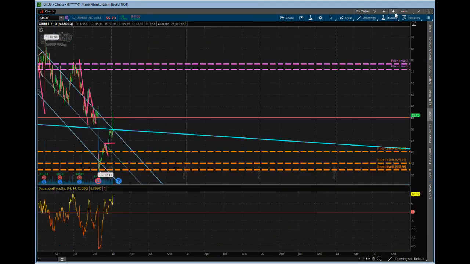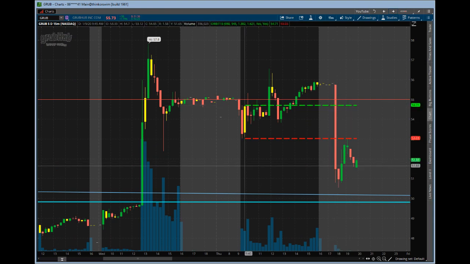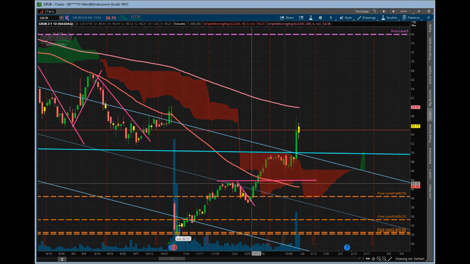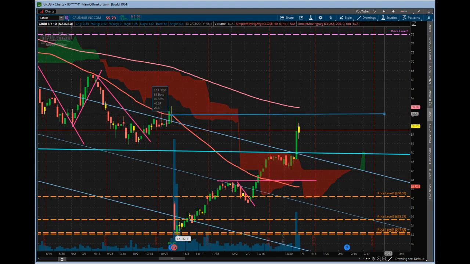So let's take a look. Down a little bit there, but they sure love that run up for sure. Yeah, Grub can move when it wants to move. Managed to fill a gap too. Still got a closing gap around here, so something to look at. 200-day moving average above. Could be in play tomorrow.